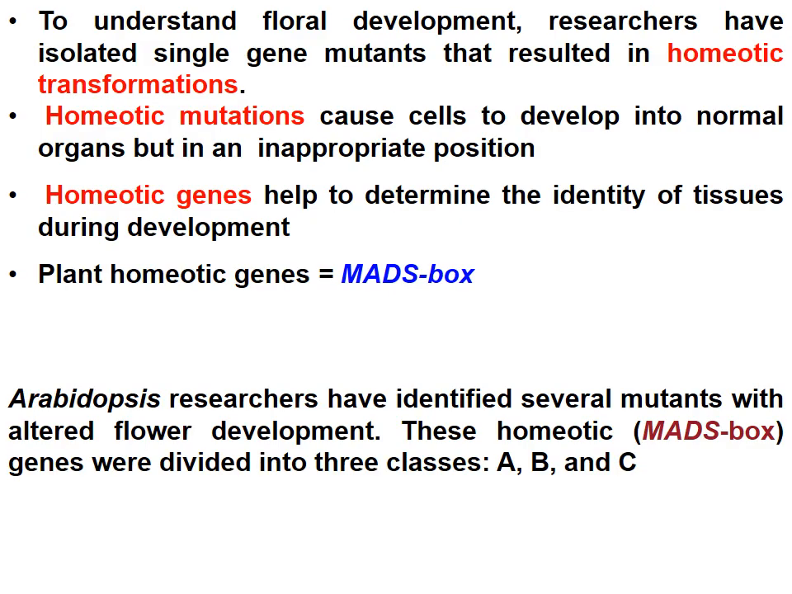To understand floral development, researchers have to isolate single gene mutants that resulted in homeotic transformation. Homeotic mutations cause cells to develop into normal organs but in an inappropriate position. Homeotic genes help to determine the identity of tissues during development. Plant homeotic genes are, as I already told, MADS-box genes. Arabidopsis researchers have identified several mutants with altered flower development. These homeotic genes are divided into three classes, A, B, C initially, and further they were divided into D and E.